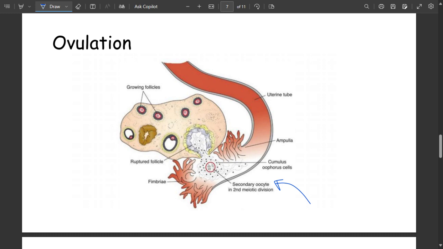So the mucosa of the uterus is going to be maintained by this progesterone hormone so that it is able to support the growth of the fertilized zygote that is going to be implanted there. All right, so this diagram simply summarizes ovulation.